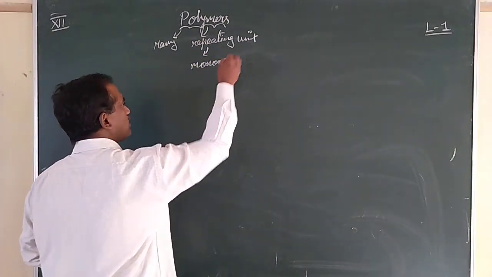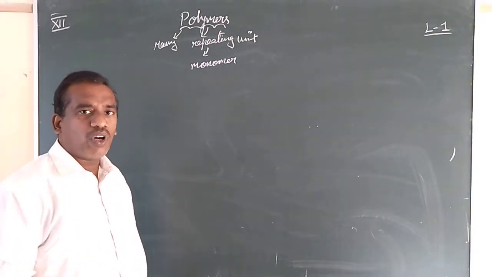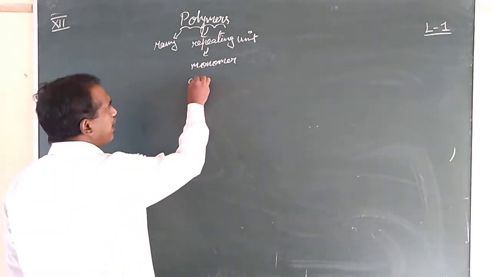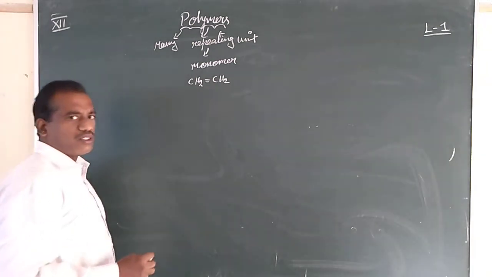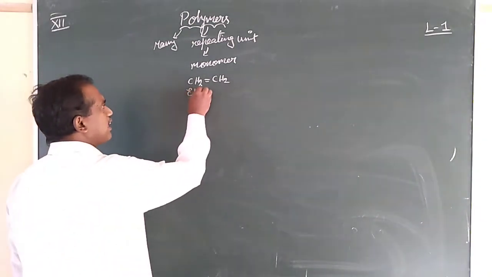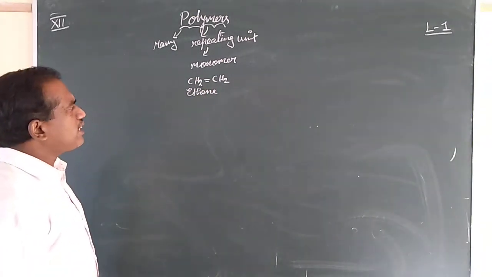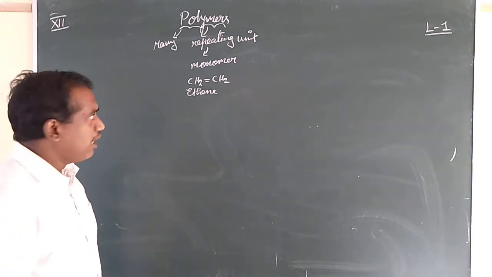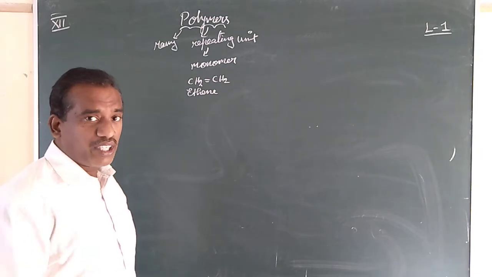What is the term called monomer? The repeating unit, the one that is repeating, we call the monomer. For example, we have CH2=CH2. What do we call this? This is called ethene. We know polythene covers, right? So how is the polythene cover obtained?